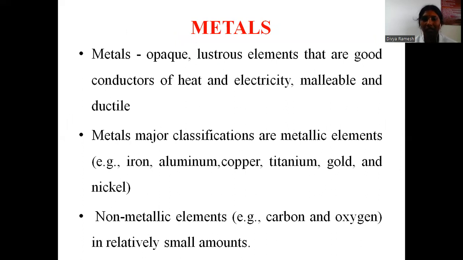First one is your metals. So metal is an opaque, lustrous element which is a good conductor of heat and electricity. The metal can be reformed into various shapes under the property of malleability and ductility. Further, the metals can be classified as metallic and non-metallic elements. Some examples of metallic elements are iron, aluminum, copper, etc. The non-metallic elements are carbon, oxygen, etc. This aluminum alloy can generally be used in spacecraft applications.